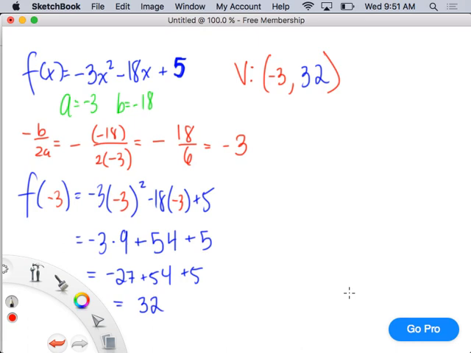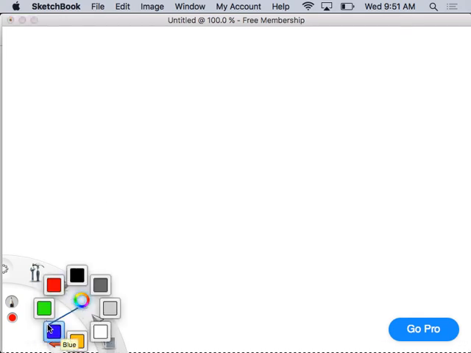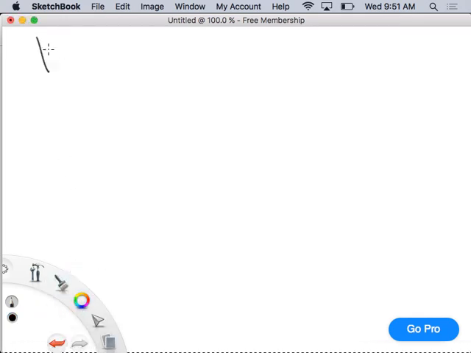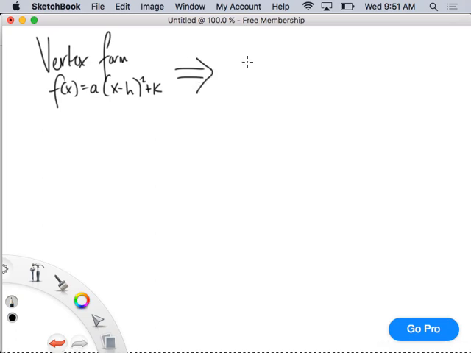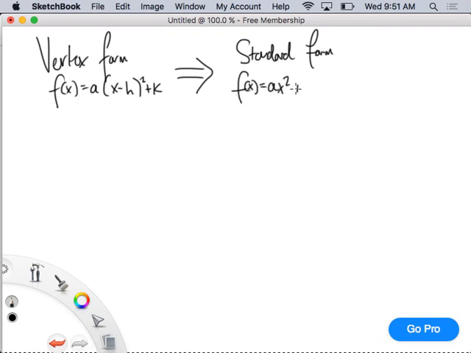Okay, almost done. One more step in reviewing for the quiz. Here we go. How do I get from vertex form, which is f of x equals a times x minus h squared plus k, how do I get from there to standard form? So I'm converting to f of x equals ax squared plus bx plus c. How do I get there?